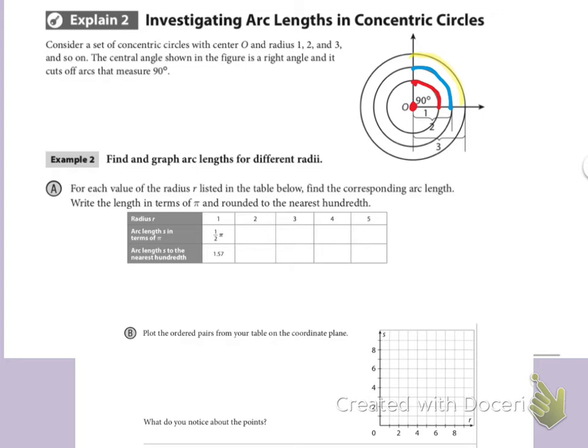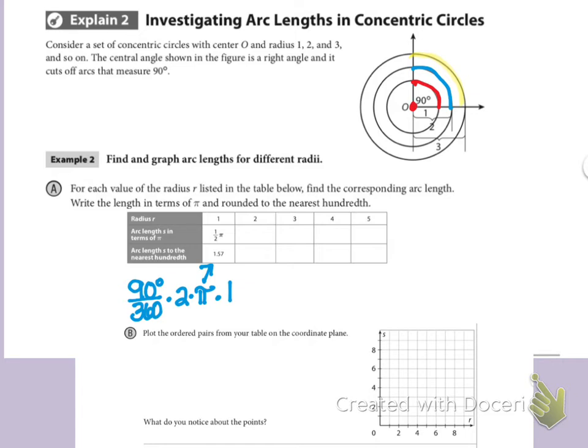So it says for each value of the radius listed in the table below, find the corresponding arc length. So they said like one of the circle, like the small circle is radius 1, that's right here, right? Then the next one was 2, and so on. So for that smallest circle, if the radius is 1, the arc length would be 1/2 pi. Where that comes from is this, just to kind of give you an idea. It's saying that's the 90 degrees divided by 360 degrees, but then times 2, then times pi, and then times 1.